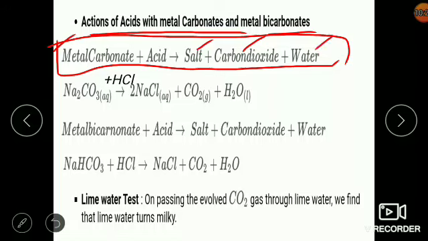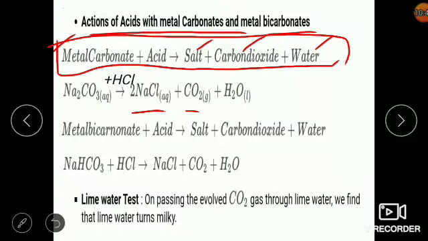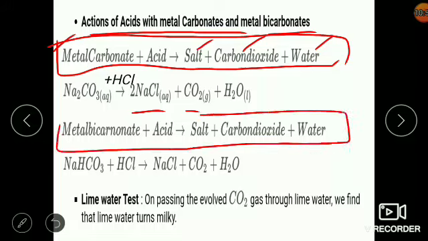One example is given, Na2CO3. What is the name? Sodium carbonate. Sodium is a metal, so it is a metal carbonate. Sodium carbonate plus hydrochloric acid forms sodium chloride salt plus carbon dioxide plus water. Okay. Another reaction is given for the second category. Metal bicarbonate plus acid forms salt plus carbon dioxide plus water. So metal carbonate and metal bicarbonate both react with acid to produce almost the same kind of product. So NaHCO3, if you treat it with HCl, here also you get the same products. You see NaCl, carbon dioxide and water you are getting.